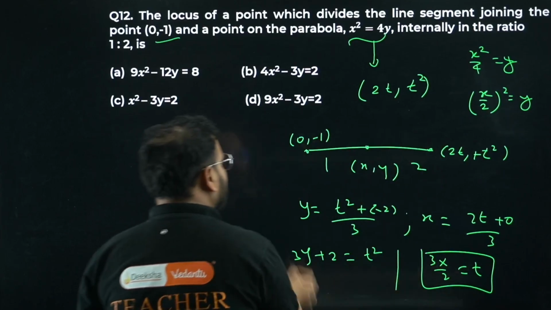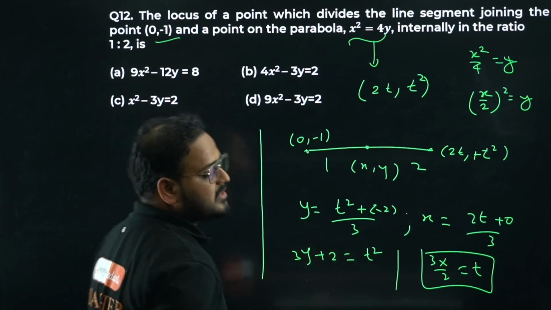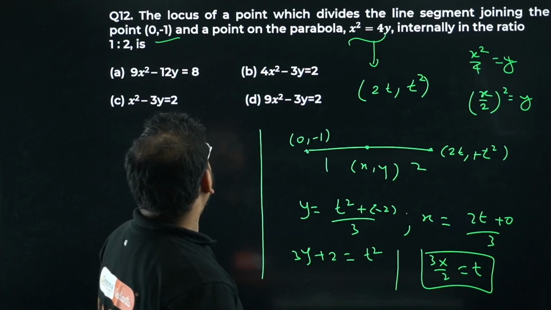So let's do one thing, square this up. How can I eliminate this value of t? What are they looking for? They're looking for the locus of the point, right?